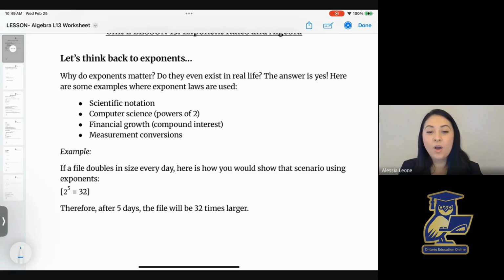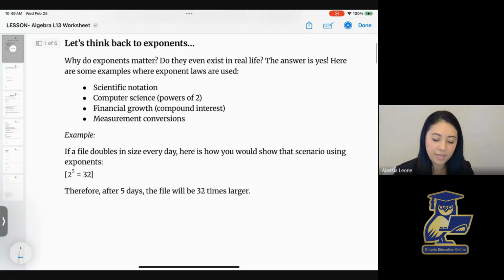So, why do exponents matter? Do they even exist in real life? The answer is yes. Here are some examples where exponent laws are used. The example at the bottom: if a file doubles in size every day, here's how you would show that scenario using exponents. 2 to the power of 5 is 32. It's a short, concise way to show repeated multiplication.